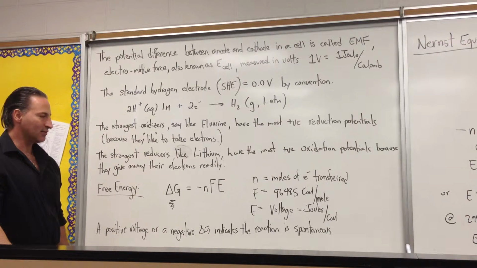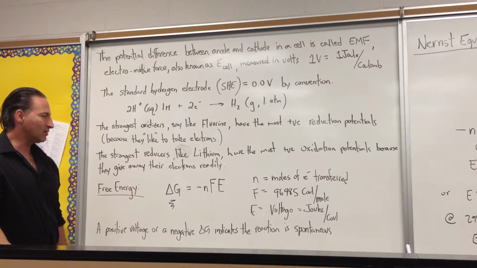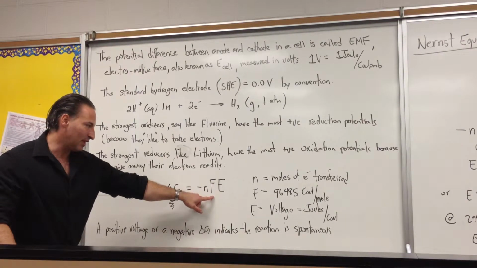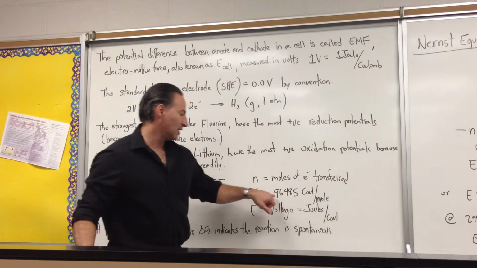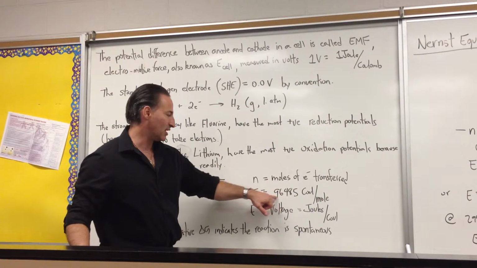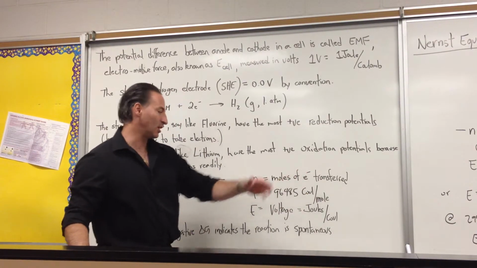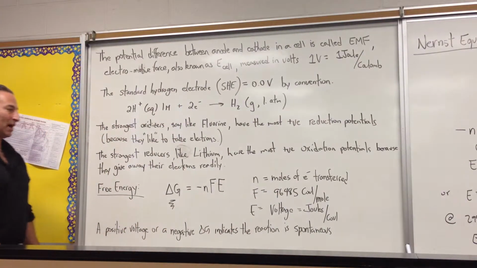The free energy that's available to do work in a chemical reaction can be quantified by the number of moles of electrons that are transferred, multiplied by Faraday's constant, which has units of coulombs per mole. Basically, it's the charge on a mole of electrons, 96,000 coulombs per mole. If you have a mole of electrons pass by a circuit, that's 96,000 coulombs of charge that passed by.